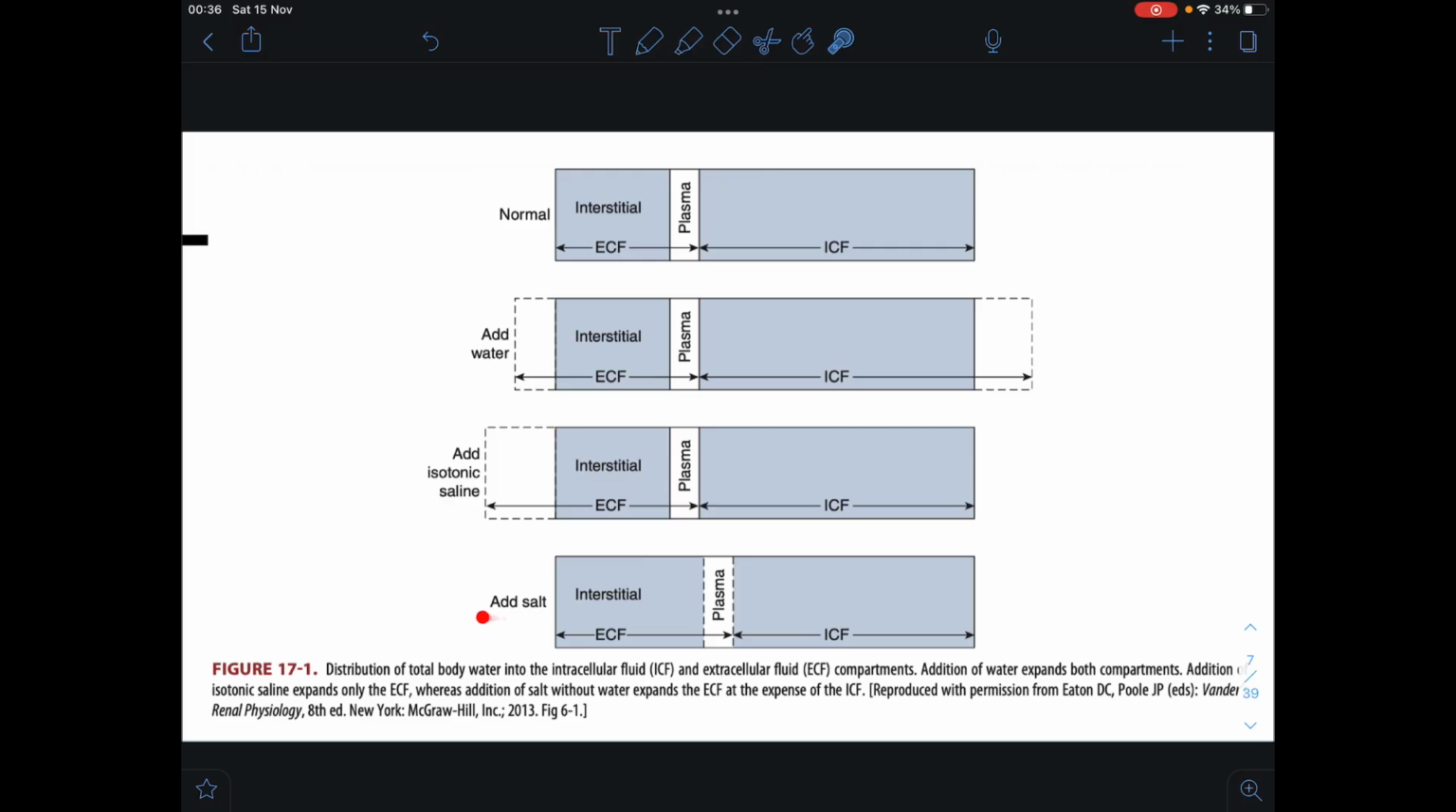Now, if you were to add salts, it again causes expansion in the extracellular fluid compartment, but there is a shrinkage of the intracellular compartment. It's the same idea: because the sodium increases in the extracellular compartment, the extracellular becomes hypertonic.